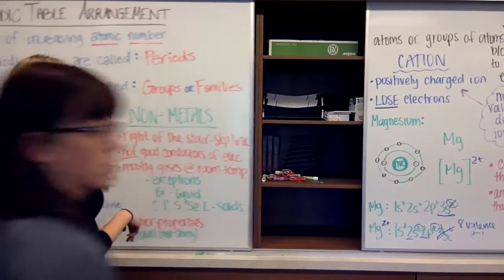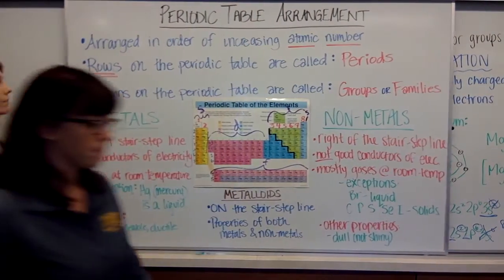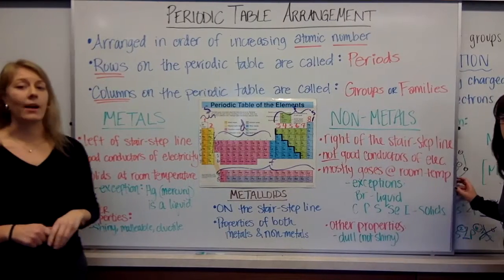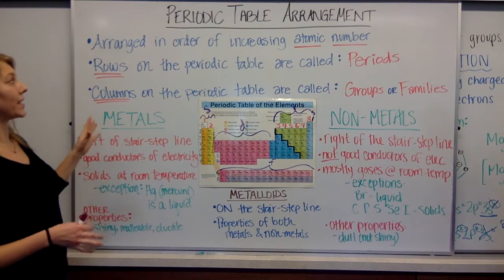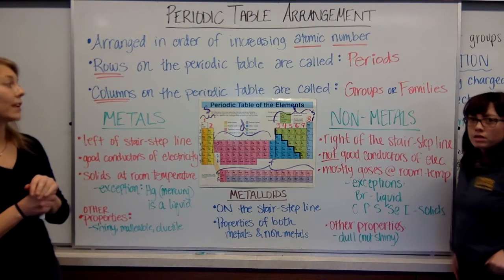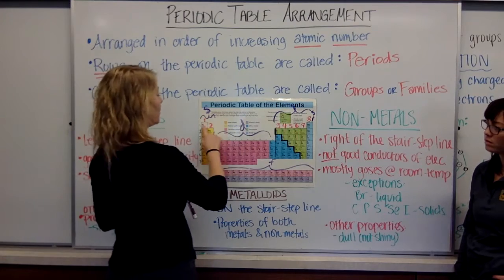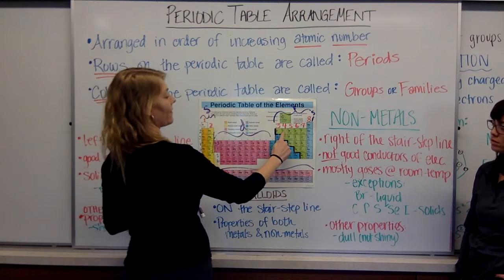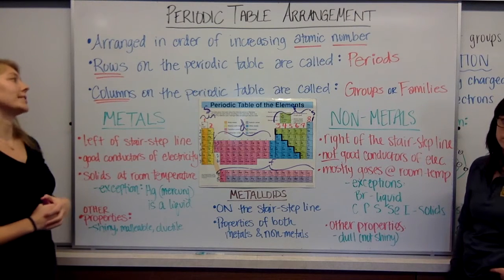We're going to look now at the periodic table arrangement. The periodic table, we've talked about how it's pretty amazingly arranged, right? It's very methodical on how this was all put together. It's arranged in order of increase in atomic number. So if you look from hydrogen and on, we have 1, 2, 3, 4, 5, 6, 7, 8. Increase in atomic number from left to right across the periodic table.